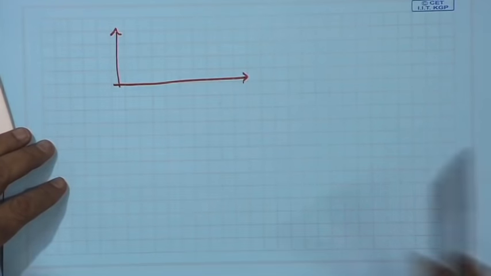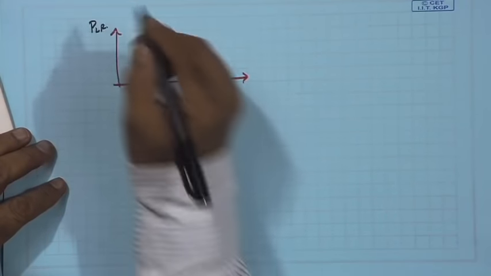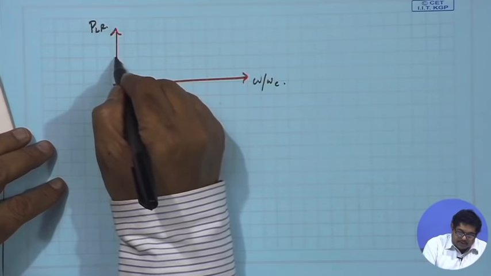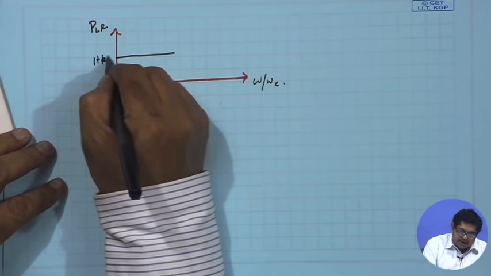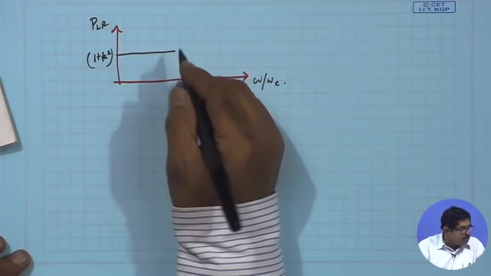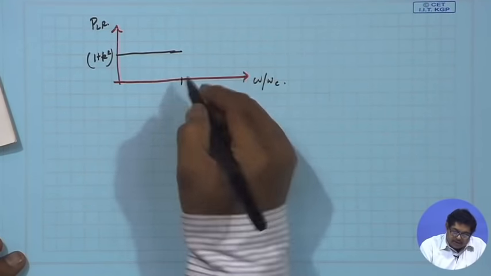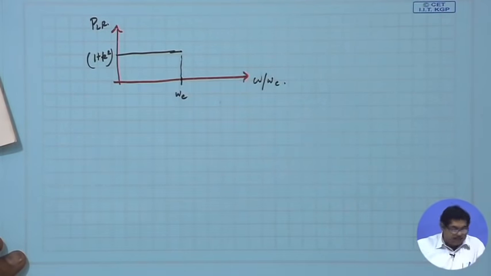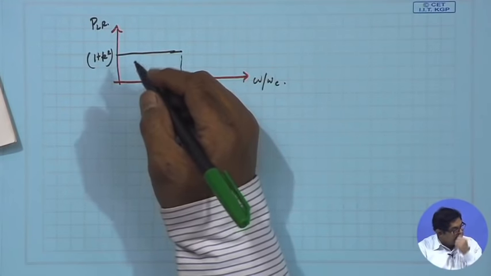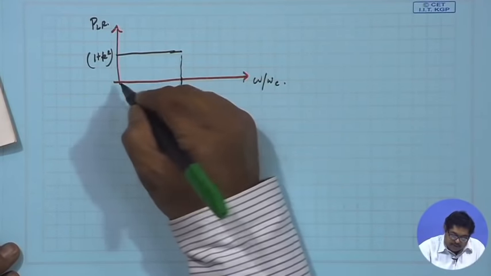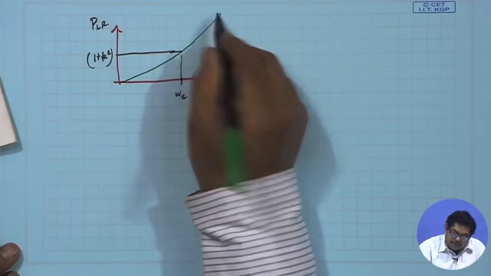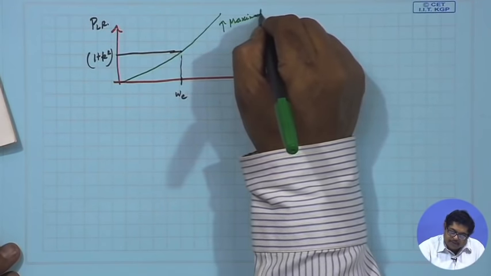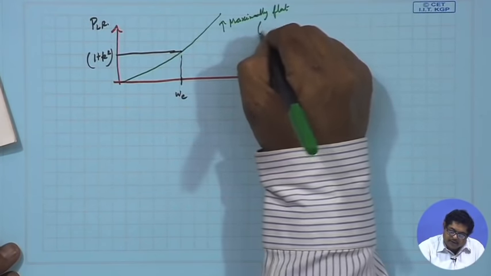So, I have this PLR versus omega by omega c. Let me fix my 1 plus k square. This the designer will choose, and this is my omega c. So, a Butterworth polynomial, it can be. First let me draw the maximally flat one. This is my Butterworth, maximally flat or Butterworth.